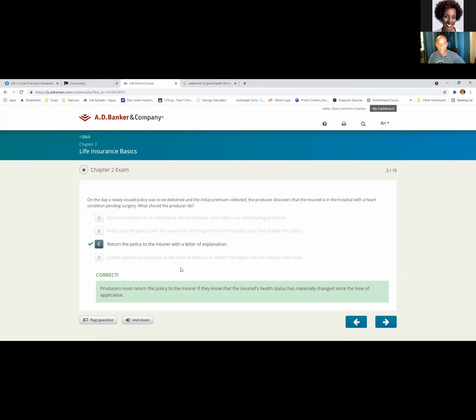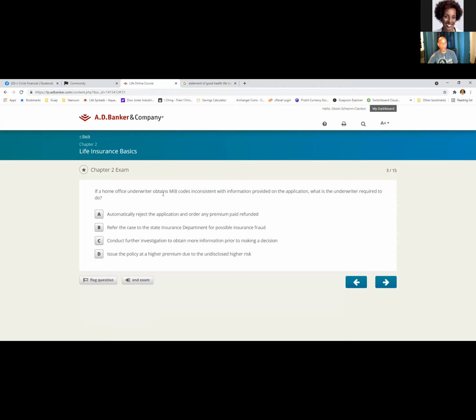Correct. Producers must return the policy to the insurer if they know that the insured's health status has materially changed since the time of application. But if the conditional receipt were signed and the premium were already collected and they were put at the same classification as they applied, then you would be able to deliver the policy.